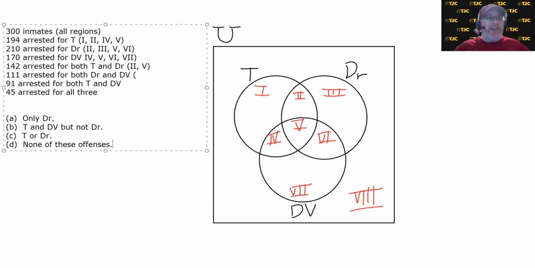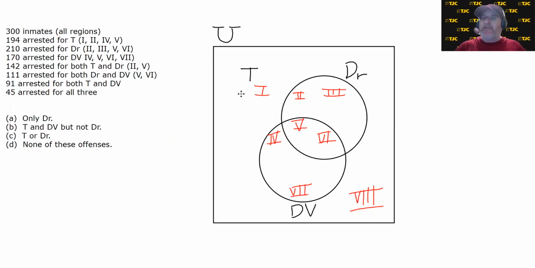What about the 111 arrested for drug offenses and domestic violence? Which regions represent the overlap of the drug circle and the domestic violence circle? The answer is regions 5 and 6. Can't see it? How about now? Now, can you see why it's 5 and 6, the overlap of those 2 circles?